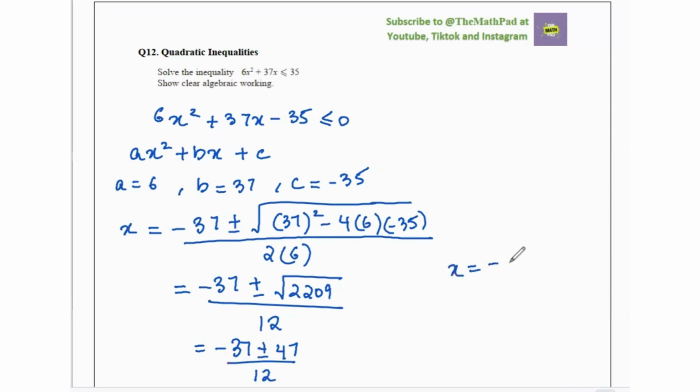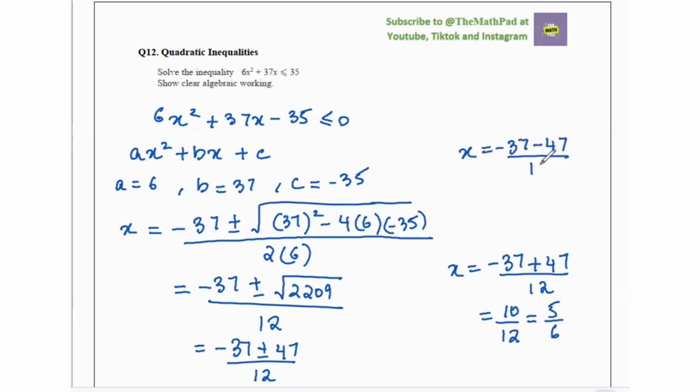One value of x is going to be negative 37 plus 47 over 12, which gives us 10 over 12, which is 5 over 6. And the other value is going to be negative 37 minus 47 over 12. Negative 37 minus 47 is negative 84, and 84 divided by 12 is 7. So negative 7 over here.